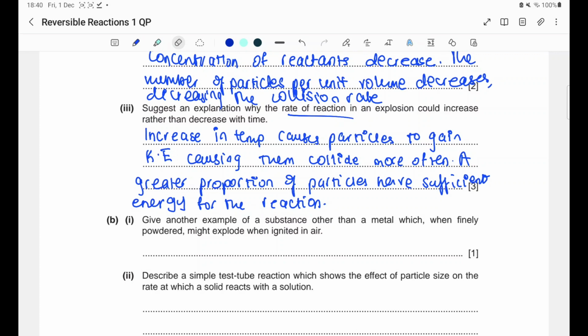Increase in temperature, 1 point. Gain kinetic energy, collide more often, 2nd point. And 3rd point is a greater proportion of particles have sufficient energy for the reaction.